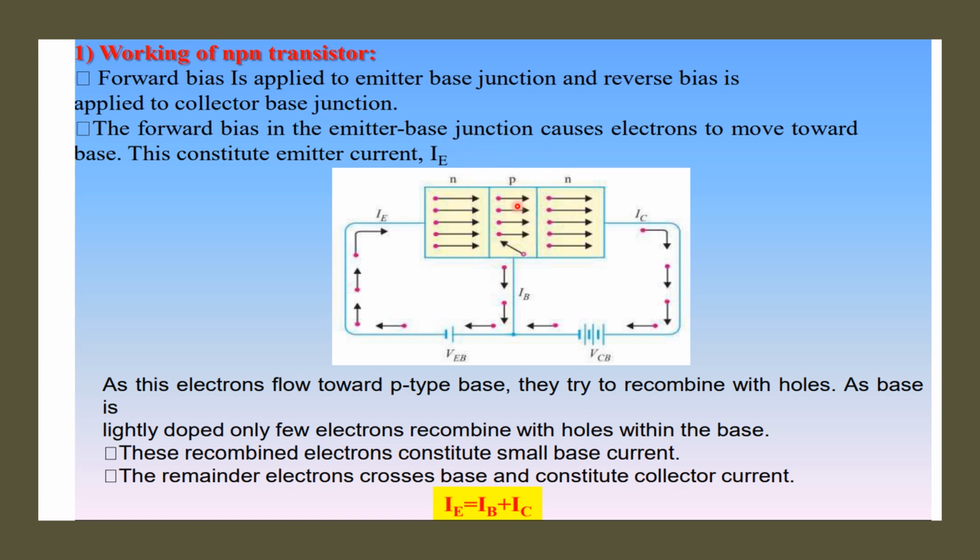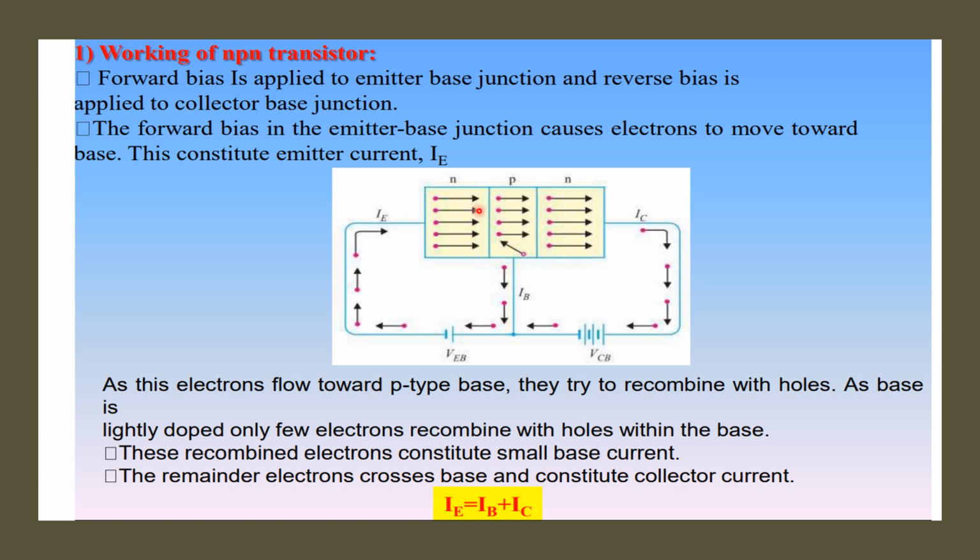NPN: emitter, base, collector. Emitter is heavily doped, base is lightly doped, collector is moderately doped. See here, for an amplifier, the transistor input junction is forward biased and the output junction is reverse biased. N-type forward means connected to the battery negative, P-type to battery positive. Reverse bias: N-type material to battery positive, P-type to battery negative. This is the ground. Whenever we connect it like this, this is nothing but a PN diode, forward biased.